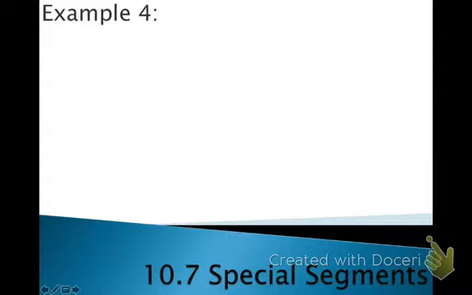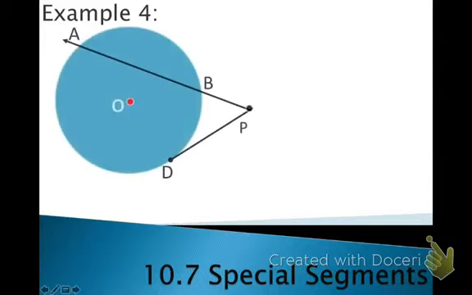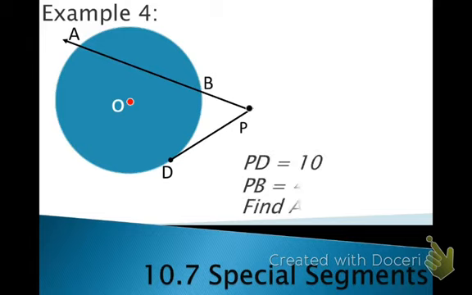Let's try another one. Example 4, here's that one secant, one tangent scenario. So we are given that PD is 10, and we're given that PB is 4. This time we're trying to find a smaller segment. All right, so let's see. PD is 10. PB is 4. Now, we're not trying to find the whole thing. We're just trying to find the one section.